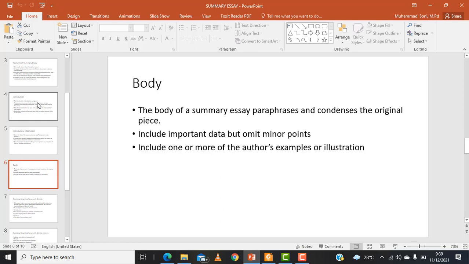And if you think that the illustrations or the examples given by the authors are really essential in your summary essay, you can also include them in your summary essay, but also with your own words.